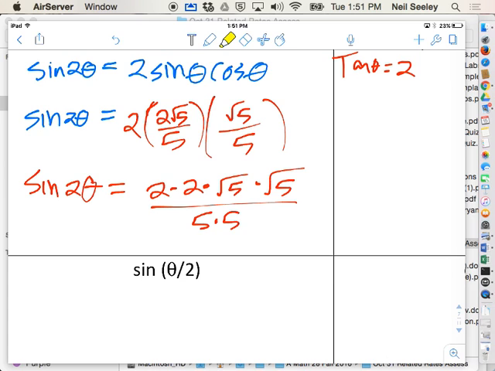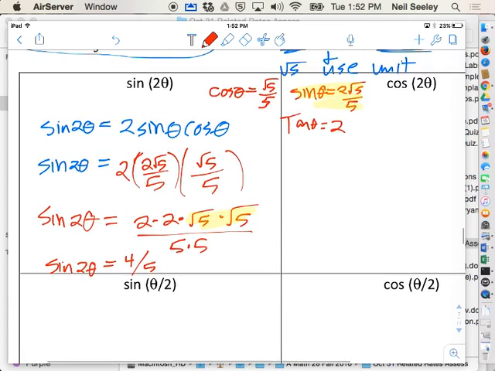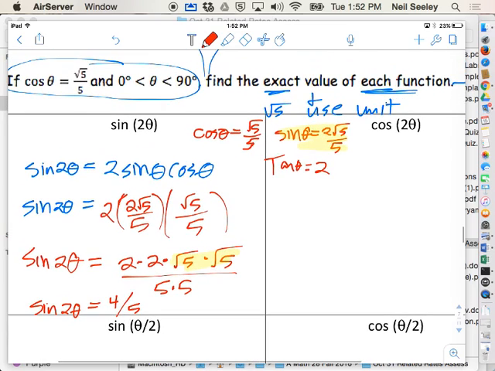It helps to remember that square root of 5 times square root of 5 is just 5. So that's good. And if that's just 5, I think we just end up with 4 over 5, 4/5. How cool is that? So sine of 2 theta is 4/5. Clean and neat. Now, just so you know, the angle itself, theta, is nothing clean and neat.